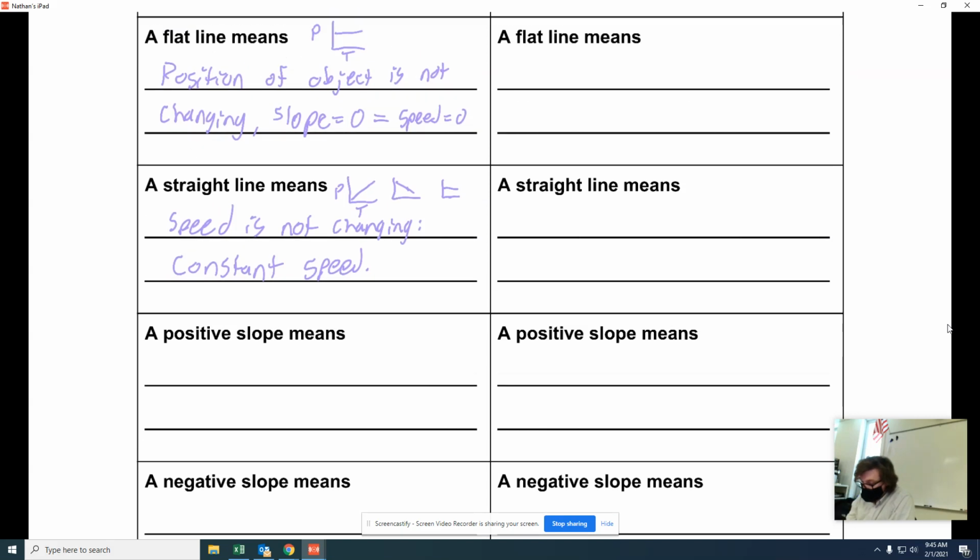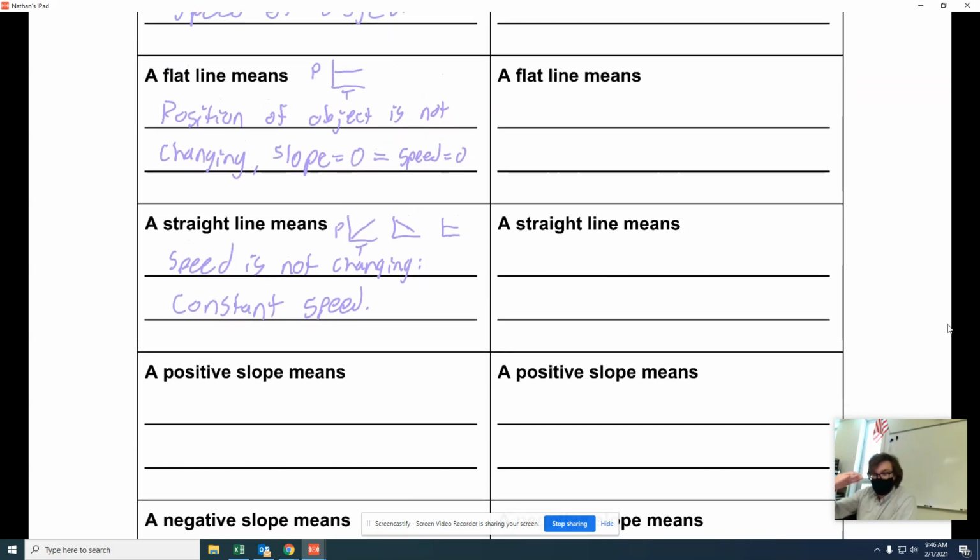If we think about the graph above, we had a perfectly flat line, so our speed was 0. At any point on the graph, our speed was still 0. So we do not have a change in velocity there.